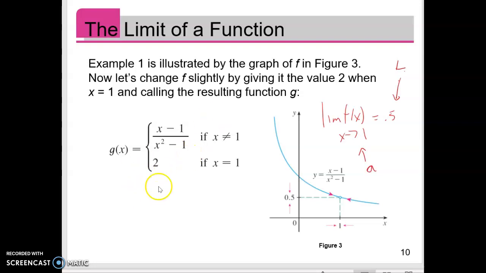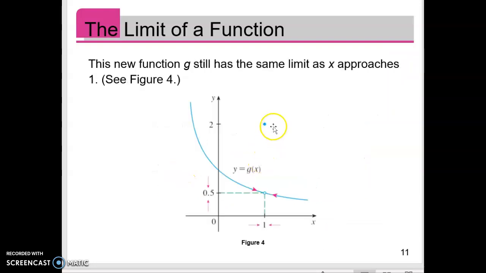Now, it's undefined when x equals 1, right? But the limit exists. That's really the point of this example. Now let's define an output when x equals 1. So the output is 2. Okay, but it doesn't affect the limit. The limit is still 0.5.